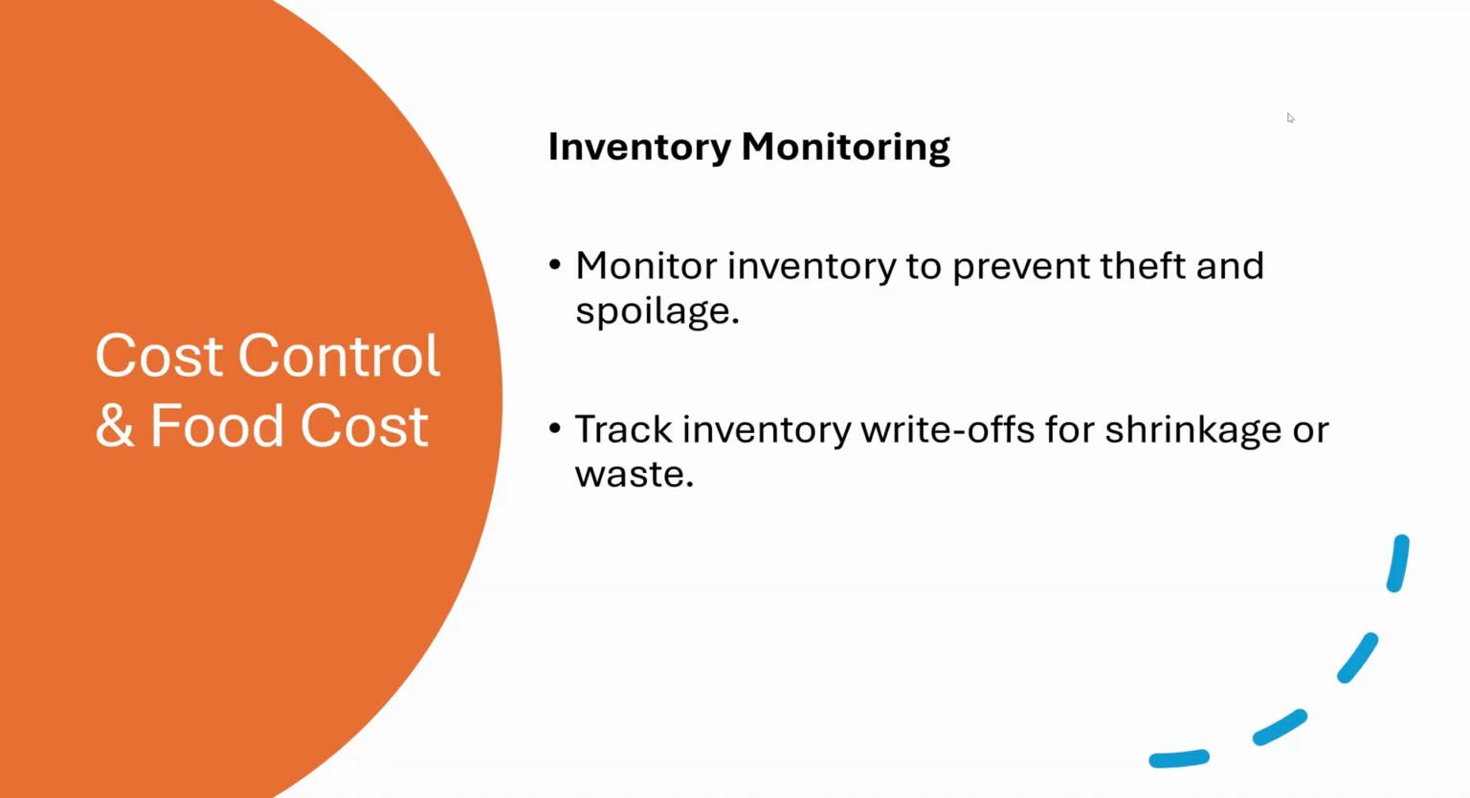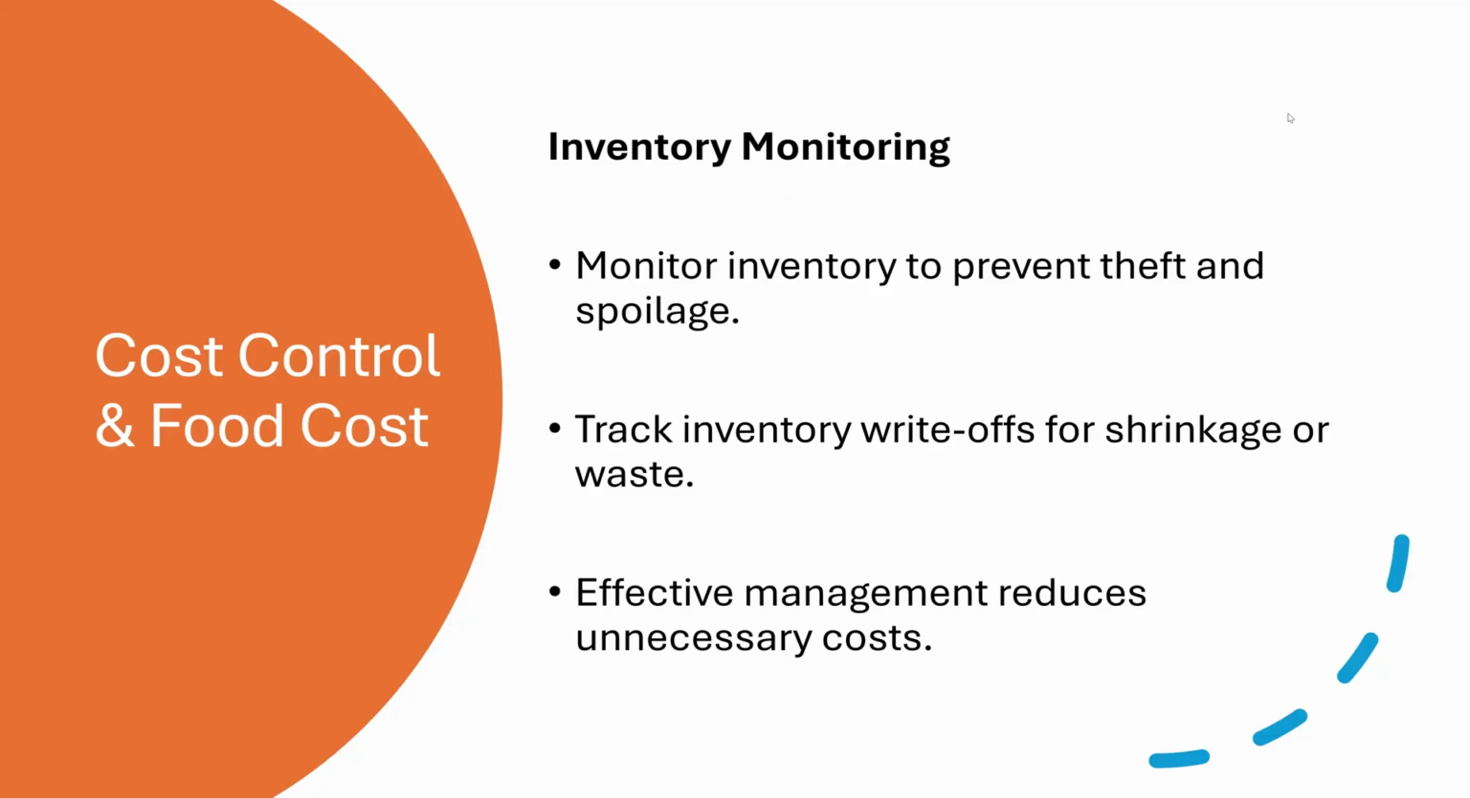We want to make sure that we also keep track of anything that comes up missing or that's a write-off for any shrinkage or waste that we have. Again, it might sound like it's a waste of time, but keeping track of shrinkage and waste will help the accountants, the financial people, understand better what your food costs are. So effective management reduces unnecessary costs, and that will help the bottom line for the whole organization.